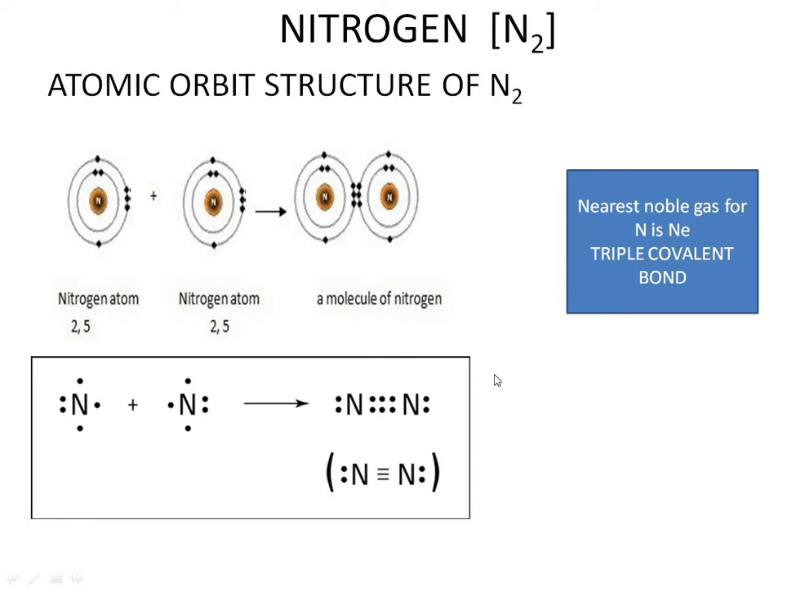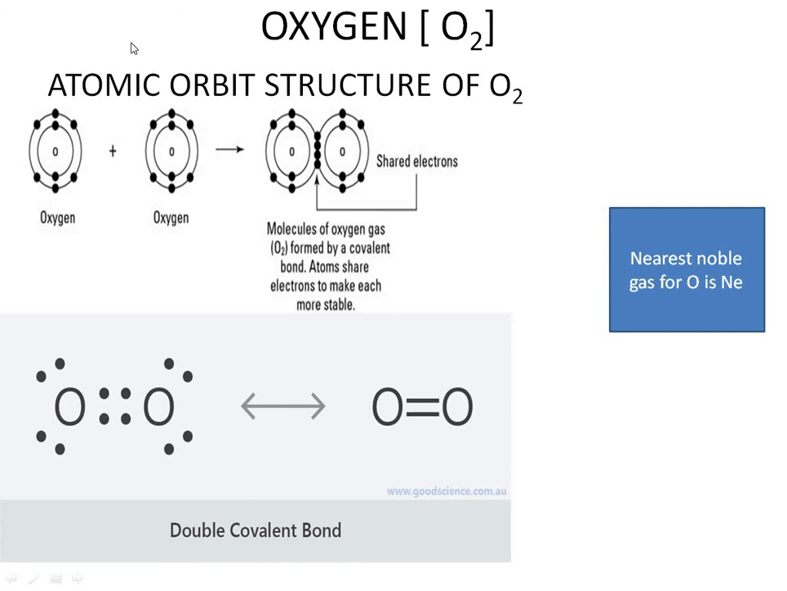In the nitrogen molecule, a triple covalent bond is formed. The nearest noble gas for nitrogen is neon. I hope you understood this one. Next we will go for the oxygen atom. See, the oxygen atom, you know that its atomic number is 8.